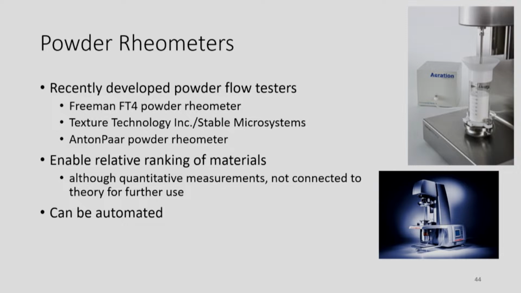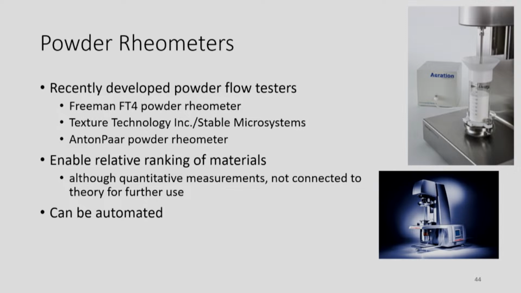Anton Paar is mostly useful for low stress conditions, at very small stress, where it gives a very good value. But the FT4 gives good information when you want to handle materials, like how it flows in a conveyor, etc. Then it gives a good correlation.